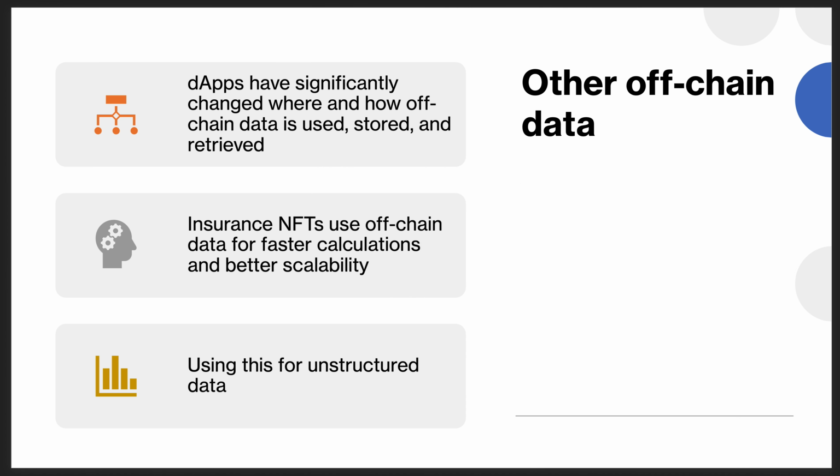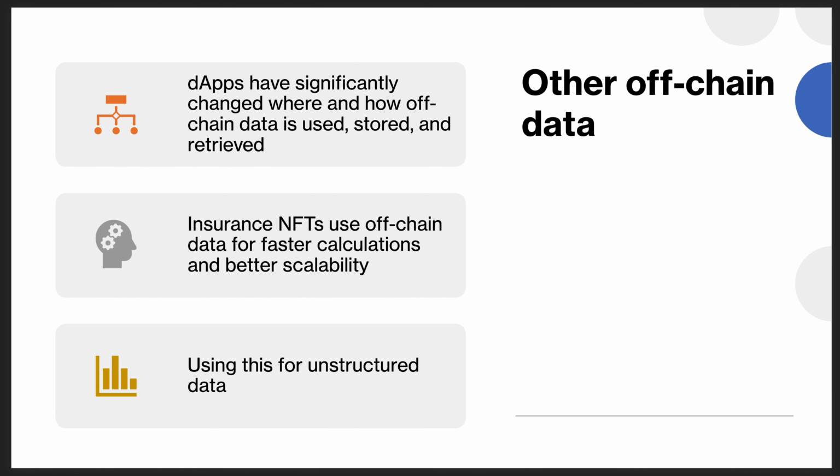Now, the other thing that happens with this is that distributed apps have significantly changed where and how off-chain data is used, right? And you kind of see this with insurance and with NFTs that are using off-chain data for faster calculations and better scalability, especially if you have a rush for the NFT, right? I'm not saying anything, but the recent NFT auction where they limited you to 9 or X amount of dollars, they did a lot of those calculations off-chain and just made for a really smooth, really scalable NFT auction.